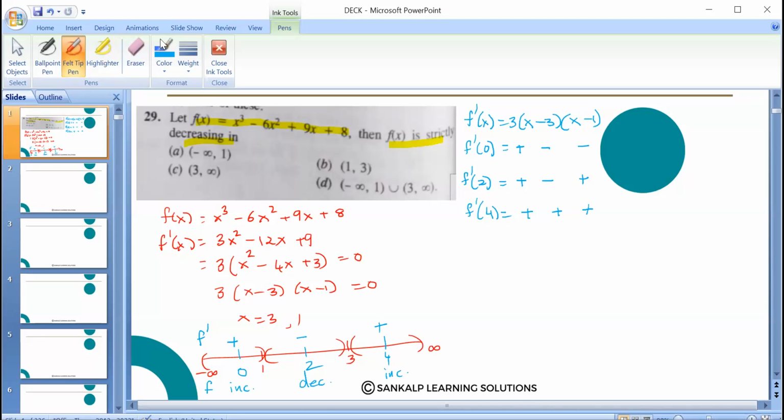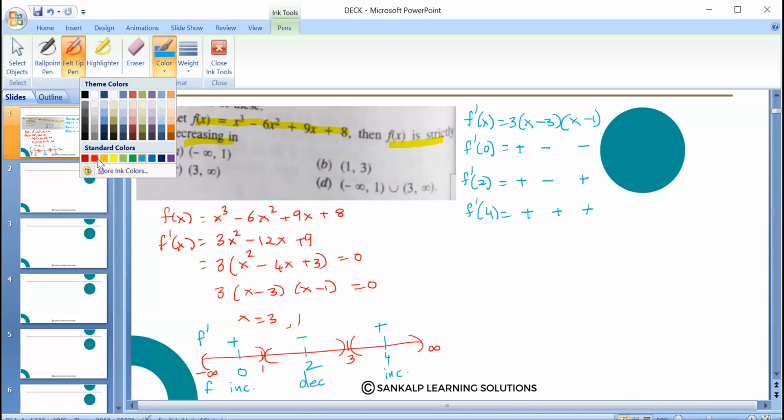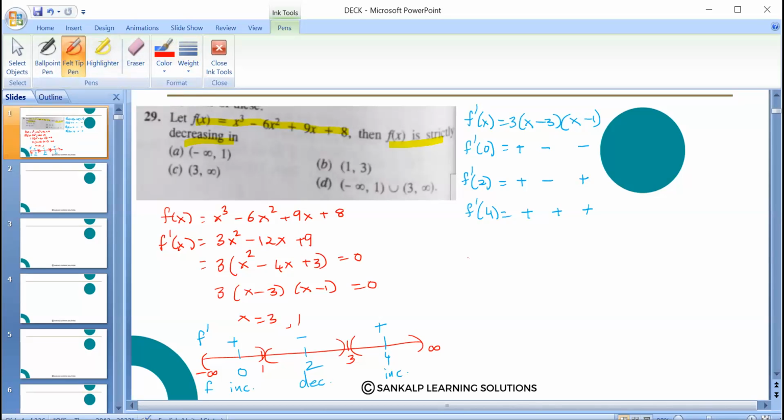So the increasing intervals, you can see the function is increasing on the interval minus infinity to 1 and 3 to infinity. That is present in option D. So option D is correct.